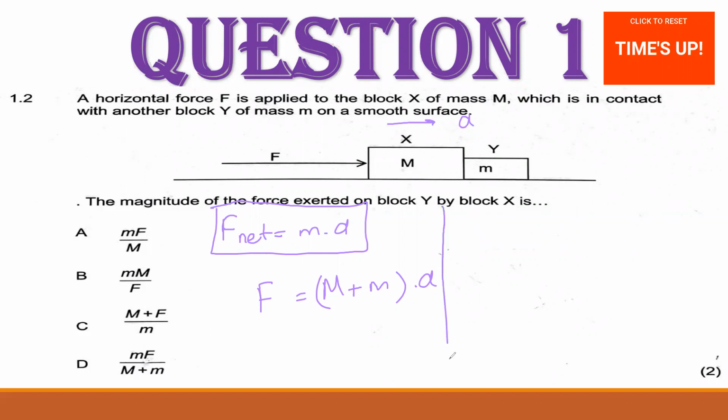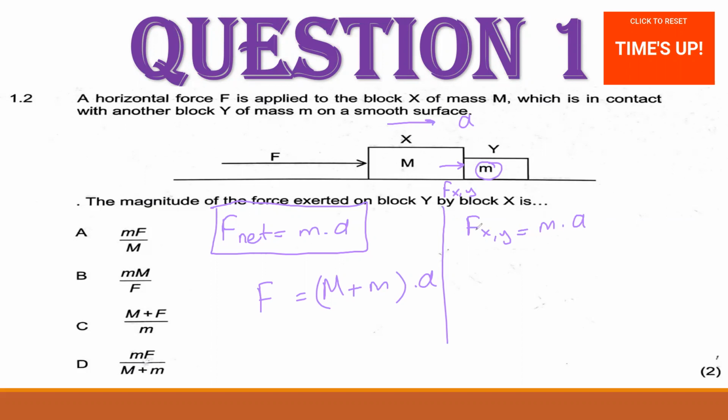I think this point is okay. And let's go this way. We are looking for Fxy, the force on object y by block x. So Fxy, we are just calling it that. This force is equal to m times a. Why? Because this force is pushing only object y, and the mass of object y is m.